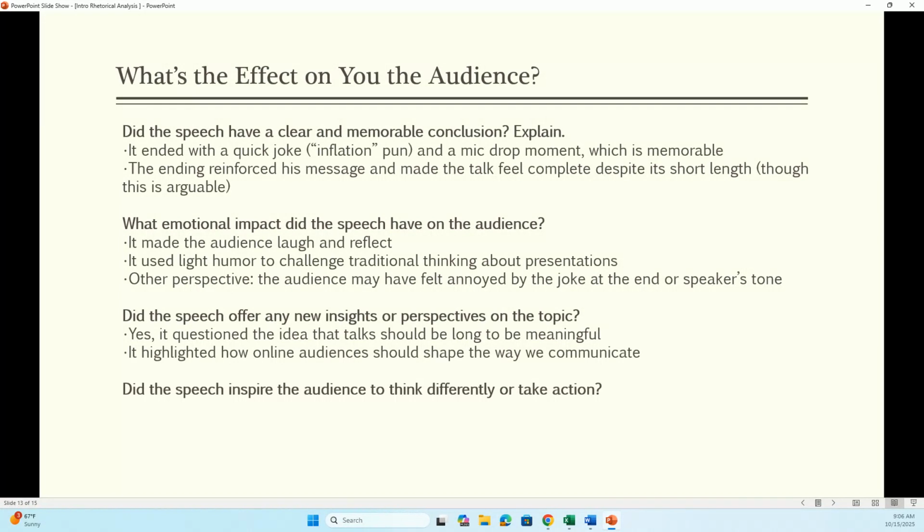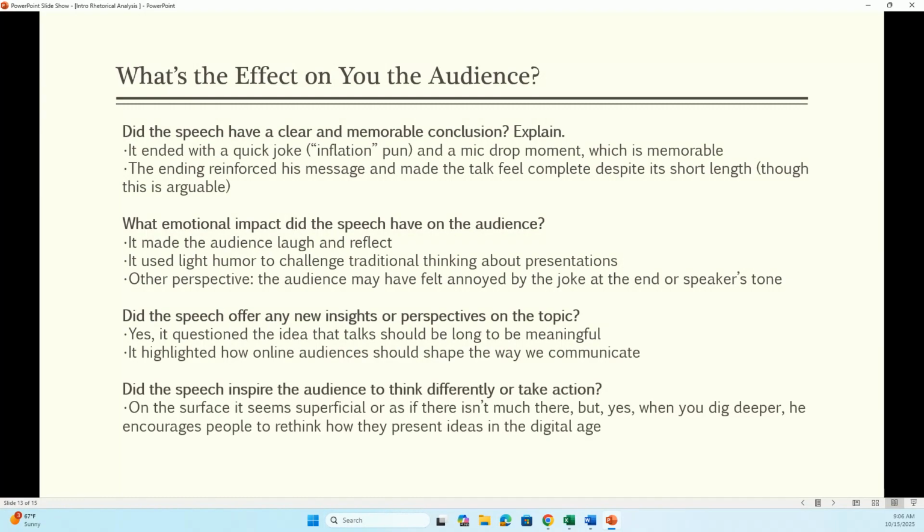And did the speech inspire the audience to think differently or take action? So yes, I think on the surface, it might have seemed superficial. If you hadn't gone back and really analyzed it and dug a little deeper, you realize, oh, he's actually challenging us to rethink how we present ideas in the digital age. So not quite inspirational, but hey, how much can you do in a minute? To me, that seems like a new challenge.